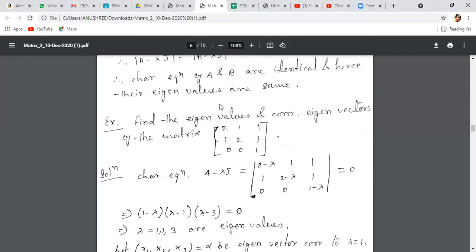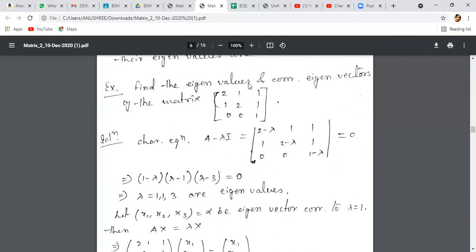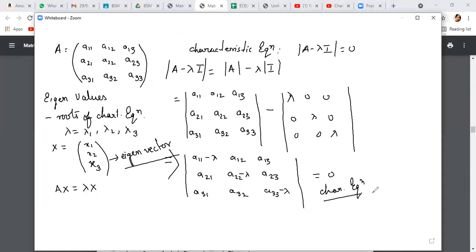Let us take this problem. Find the eigenvalues and corresponding eigenvectors of the matrix. The matrix is [2, 1, 1; 1, 2, 1; 0, 0, 1]. So let us write the matrix first. The matrix A is given to us as [2, 1, 1; 1, 2, 1; 0, 0, 1].